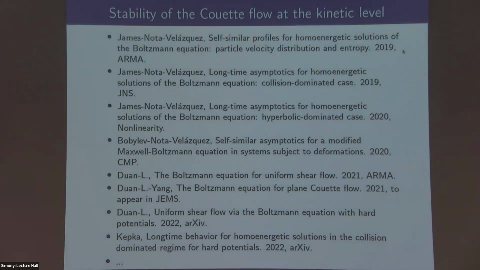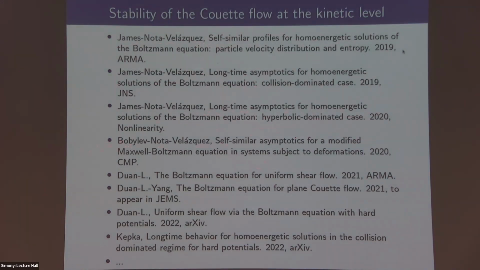Okay, so stability of the Couette flow at the kinetic level, in the context of the Boltzmann equation, has been studied by a lot of authors. James, Noda, and Velasquez studied self-similar profiles for homoenergetic solutions of the Boltzmann equation in 2019. And then in the collision-dominated case, they studied the large time asymptotics. And then they also studied the large time asymptotics in the hyperbolic dominated case.